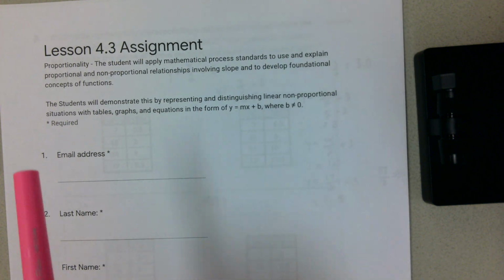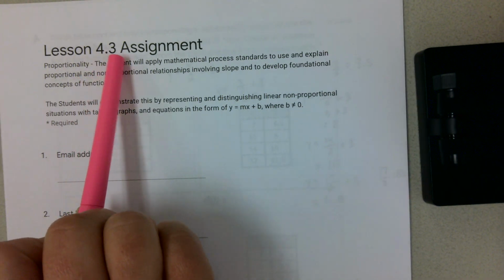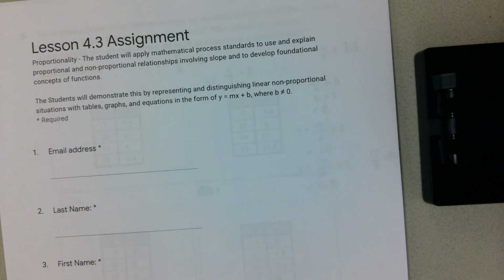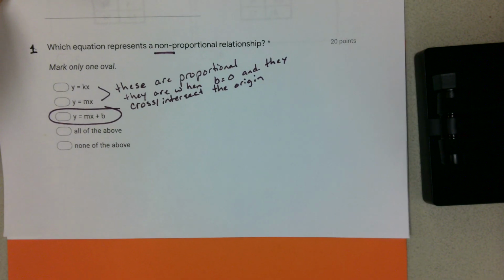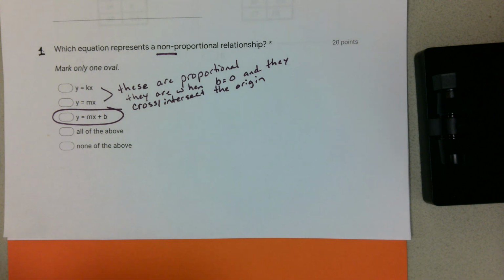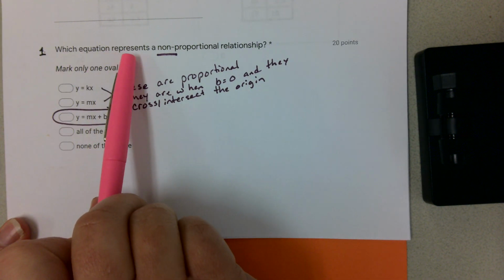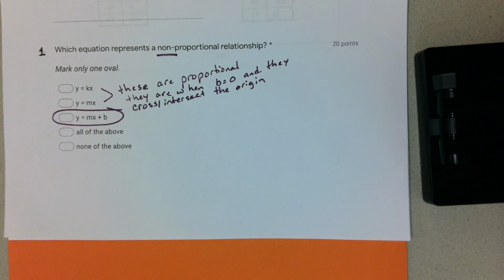All right, so I want to go over the lesson 4.3 assignment. Some of us had some problems with it, so I just want to go over it and make sure we understand it. The first question says, which equation represents a non-proportional relationship?